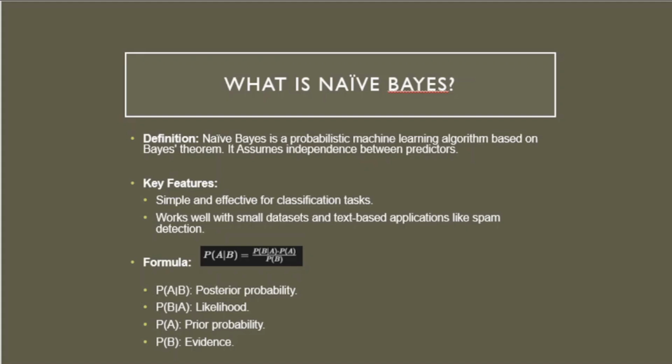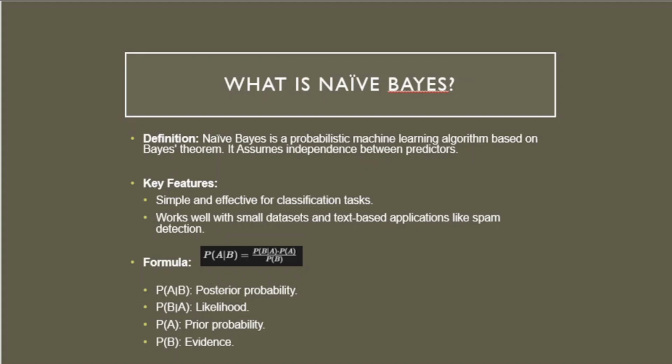The theorem states P(A|B) is equal to P(B|A) times P(A) divided by P(B). Here, P(A|B) is the probability of class A given evidence B. P(B|A) is the probability of evidence B given class A. P(A) is the prior probability of class A and P(B) is the prior probability of evidence B. This formula forms the backbone of the naive Bayes algorithm, allowing it to classify data based on conditional probabilities.